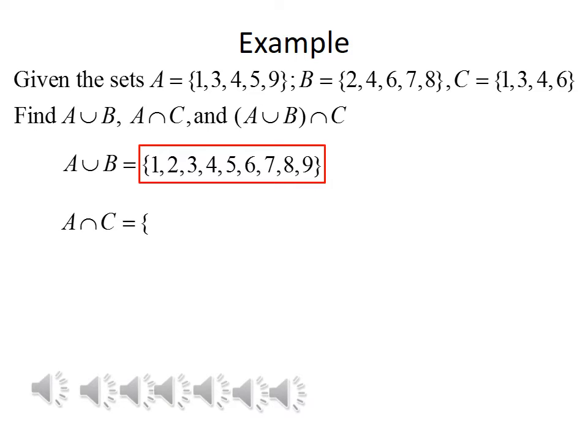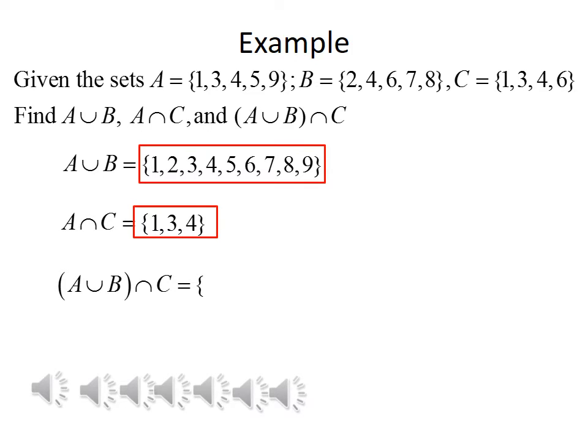Next, we'll look at the intersection of A and C. So remember, intersection means the numbers that appear in both A and C. So look at set A and look at set C and figure out which numbers appear in both of them. You should have seen that the set of numbers that appear in both A and C are the numbers 1, 3, and 4. So since 1, 3, and 4 appear in both set A and set C, those are the numbers that make up the intersection of A and C.